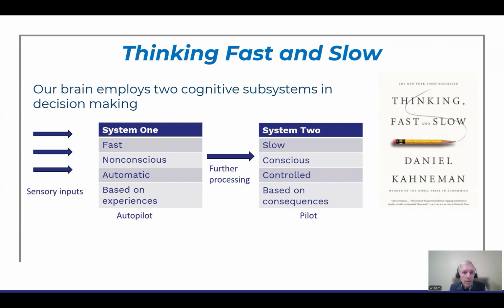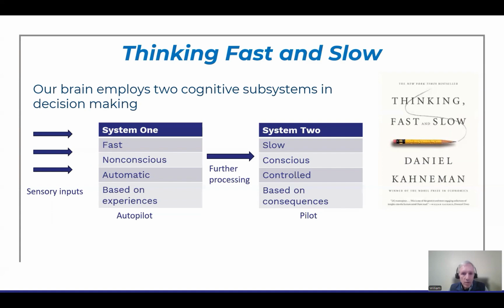So we think of your brain as taking sensory inputs, and system one reacts fast to those. We don't even do it consciously. And we do it automatically, and it's based on previous experiences. Think of that as the autopilot in our brain. And whenever the thought or the concept or whatever it is passes system one, it's passed to system two for further processing.